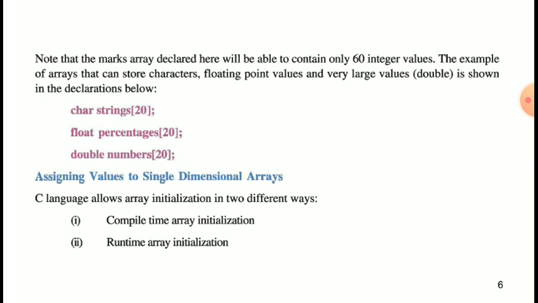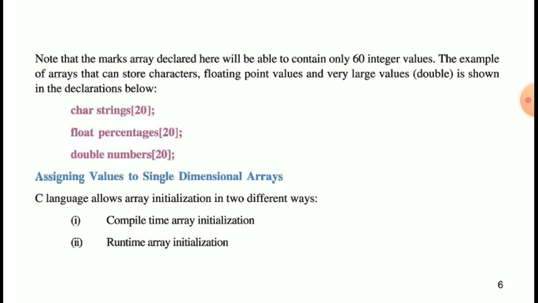So first example, char, that is a data type, strings, that means an array name, and 20, that is a size. Second is float, that is a data type, percentage is an array name, and 20 is a size. Third is double, that is a data type, numbers, that is an array name, and 20, that is a size. So that is an example.